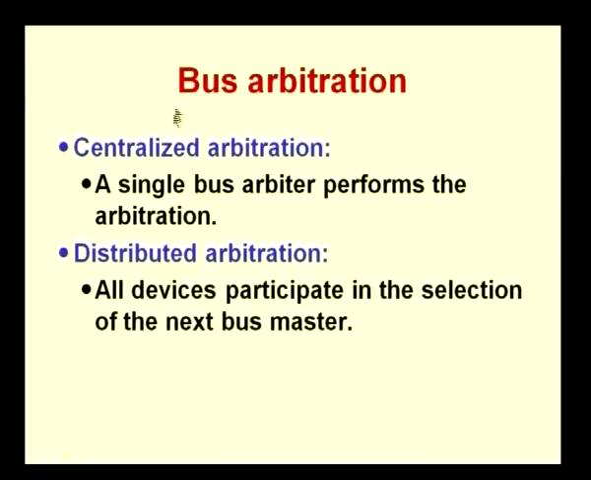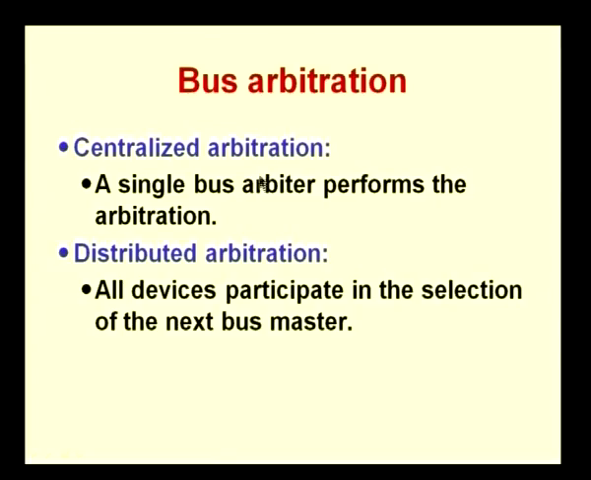There are normally 2 schemes that are used. One is called the centralized arbitration mechanism and the other is called the distributed arbitration mechanism. In the centralized arbitration mechanism, we have a special device called the arbiter, a single bus arbiter which is responsible for performing this arbitration. This special device takes the requests from the different units which want to become the bus master and then determines who has to become the bus master. So, it is a centralized unit which is responsible for doing this arbitration.